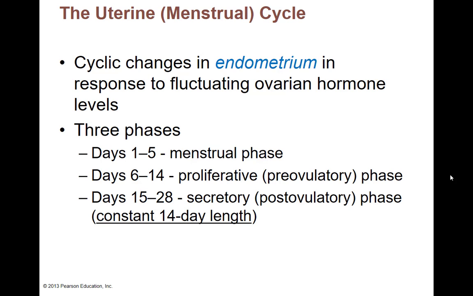The first 5 days is your menstrual phase. On average, it could be shorter or longer than that. Days 6 through 14-ish is what's called the proliferative or pre-ovulatory phase. You haven't ovulated yet. Your endometrial lining is just continuing to grow. Again, proliferative is getting ready for life. Days 15 to 28, and that part is constant, is called the secretory or post-ovulatory phase. It's continuing to grow in preparation for a fertilized egg. The secretory or post-ovulatory phase is a constant 14 days.